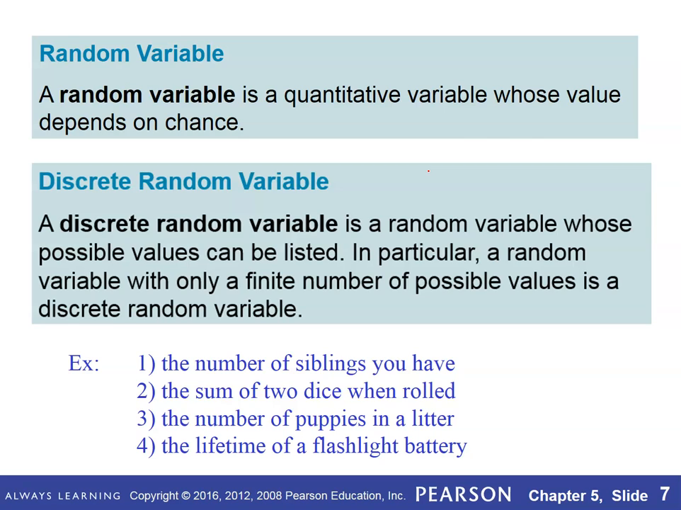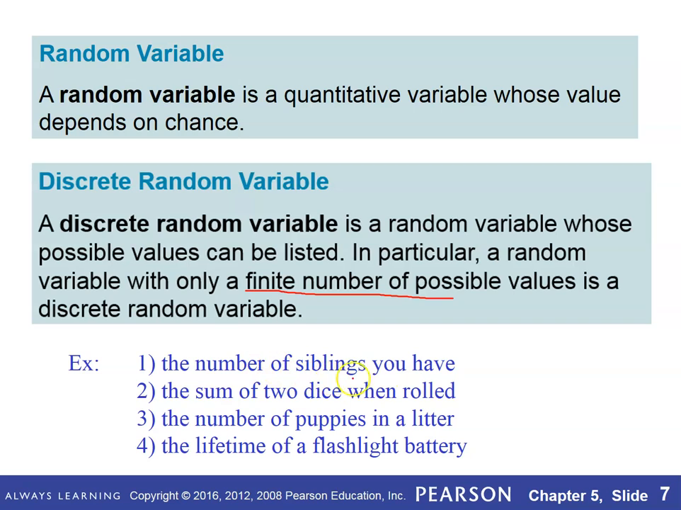So what is a random variable? A random variable is a quantitative variable, which means it's a number whose value depends on chance. We've talked about that in the past. A discrete random variable is a random variable whose possible values can be listed. So if it's a random variable with only a finite number of possibilities, then it's called a discrete random variable.